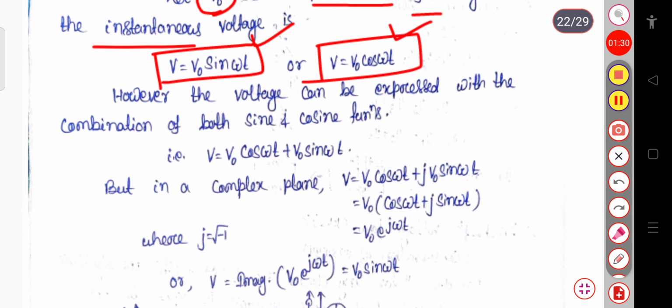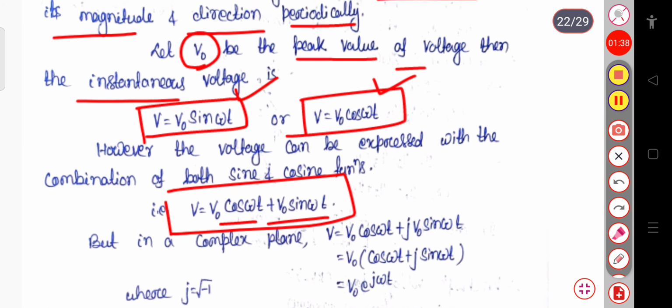So the voltage can be written as V equal to V naught cos omega t plus V naught sin omega t. So basically this alternating current can be represented in the form of sine or in the form of cosine, or the combination of these two, that is sine as well as cosine. So V will be equal to V naught cos omega t plus V naught sin omega t.